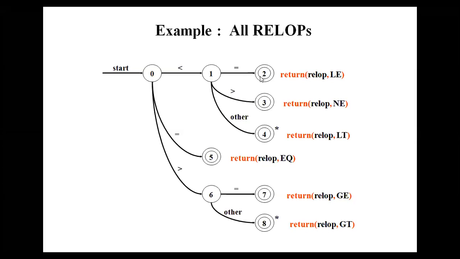See here, the transition diagram that we represented for the alphabets. Here the alphabets are all relational operators. Starting with 0 and ending with the final states like 2, 3, 4, 5, 7, and 8, they are executing different operators. And from 0 to 2, the operator that we are executing is less than or equal to.